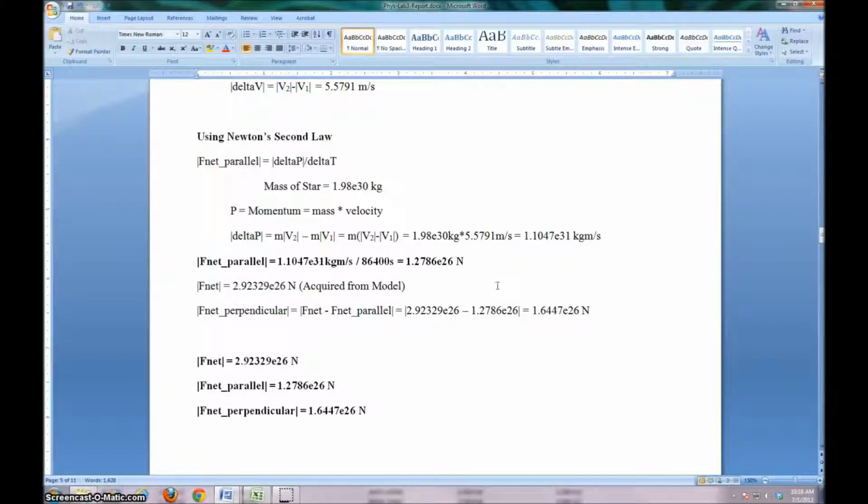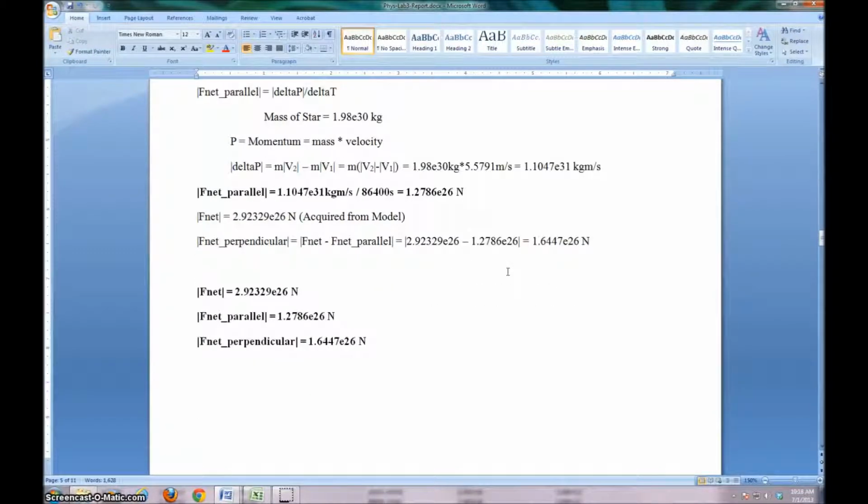We can then use the net force data from our model to find the perpendicular portion of the net force. And here we can see these values. We know that at this moment my object is speeding up and changing direction.